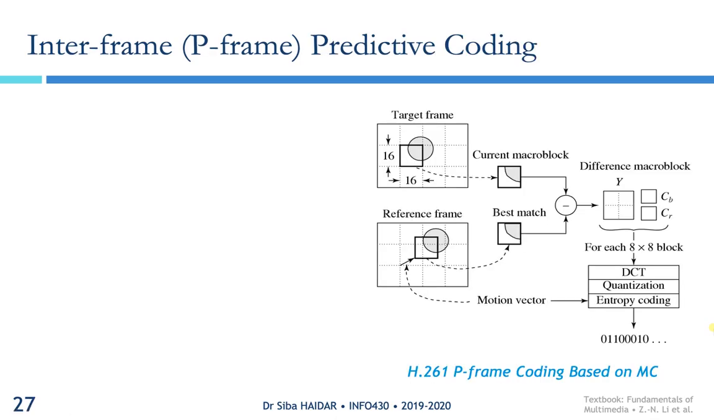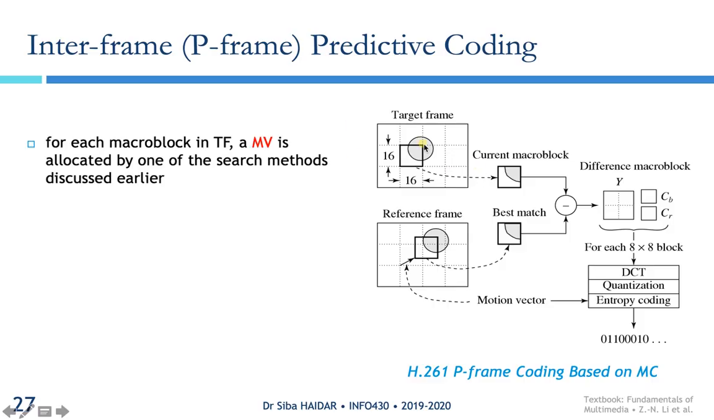What about the interframe predictive coding? As we have just explained, for each macro block in the target frame, you have to calculate a motion vector. A motion vector is found by one of the search methods discussed earlier, either sequential, logarithmic, or hierarchical, but you finally obtain your motion vector. So let us say this is the target frame. Now you are coding a certain macro block. This is the current macro block you are coding.